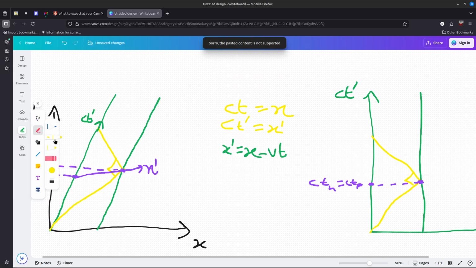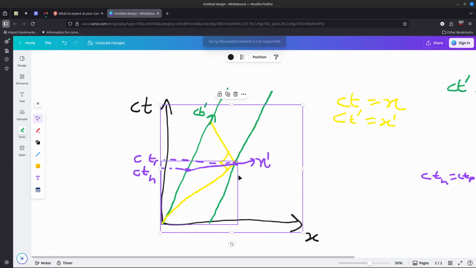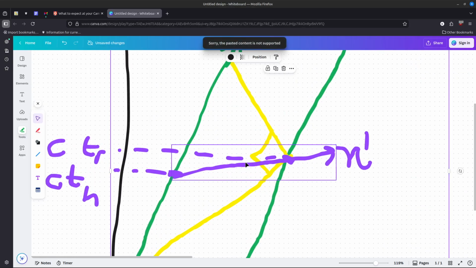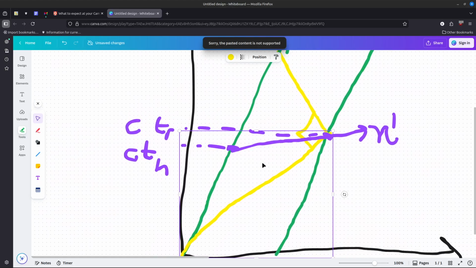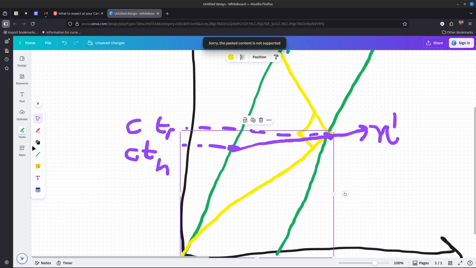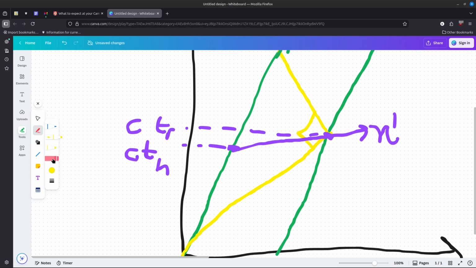So let's just rub this out, because this isn't necessarily going to be correct. So let's play with some geometry for a bit. So let's zoom in on our little triangle here. Now, something that might not be so obvious is that this length here is the same as this length here, and is the same as this length here.